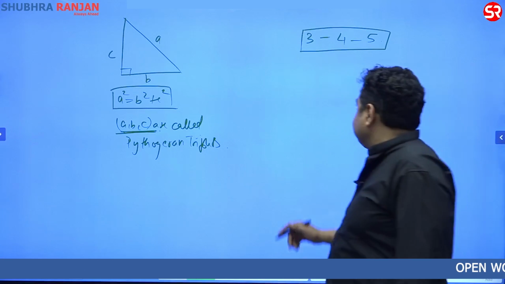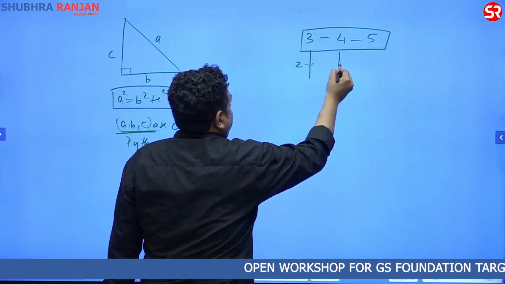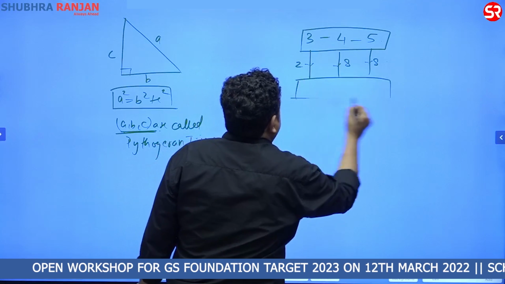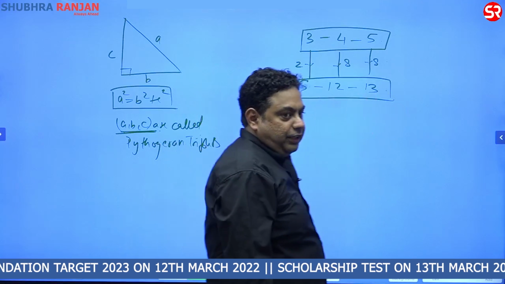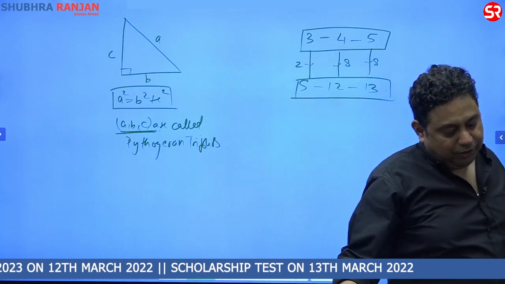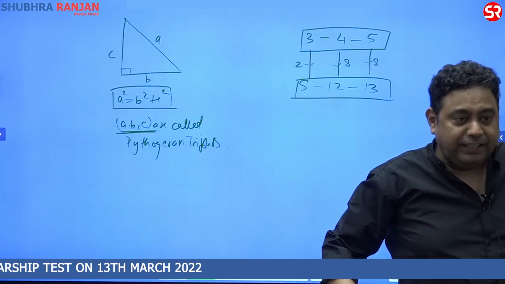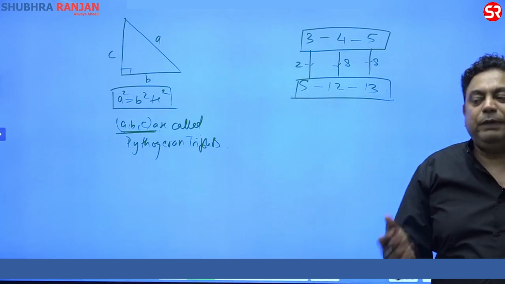And then see this. Add 2 over here, 8 over here, 8 over here. You get something. What is it? 5, 12, 13. Check it. 13 square is 169. 12 square is 144. 5 square is 25. 144 plus 25 is 169. Yes, it's a Pythagorean triplet. Right? Now please pay attention.